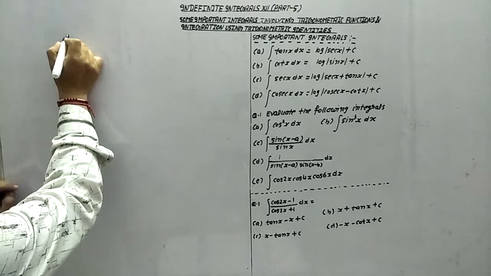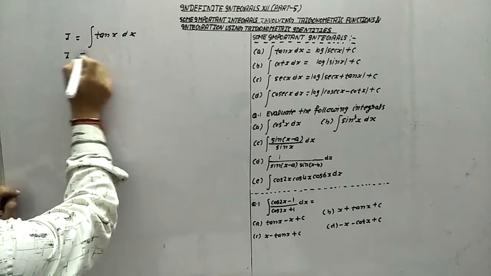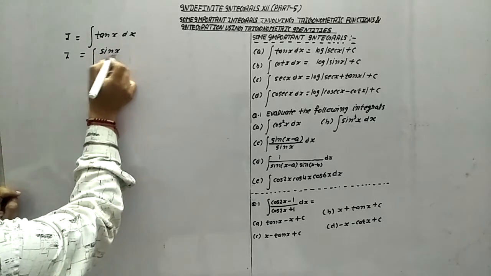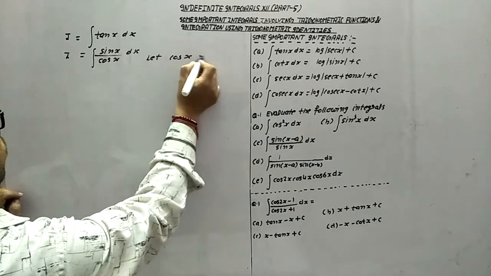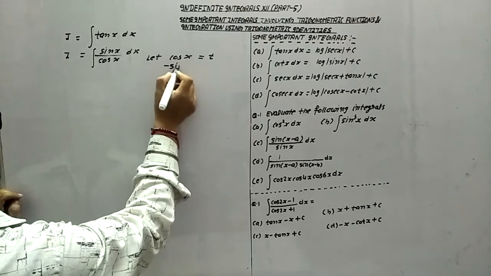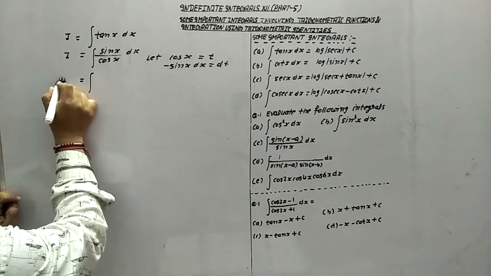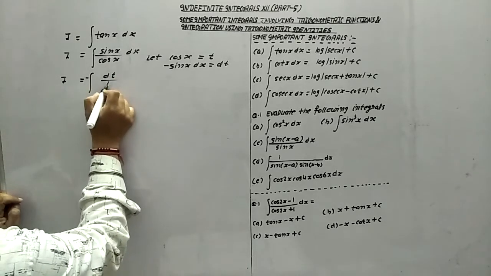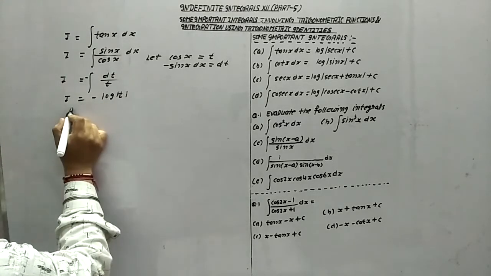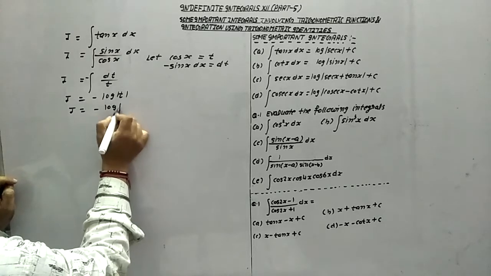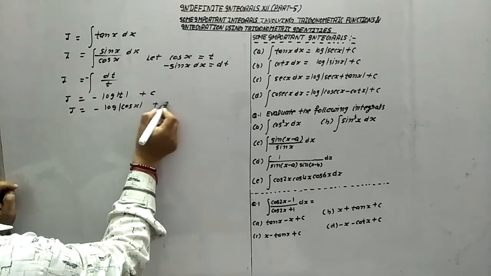If I have to find the integration of tan x dx, first of all I'll write the integration of tan x, meaning sin x upon cos x dx. Now I'll let cos x equal t. It means minus sin x dx is equal to dt, so sin x dx is equal to minus dt. It means minus dt upon t. I is equal to minus log t. Now t is cos x, so I is equal to minus log cos x plus c.